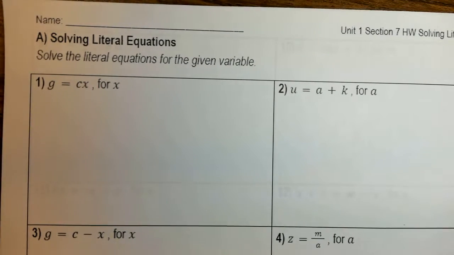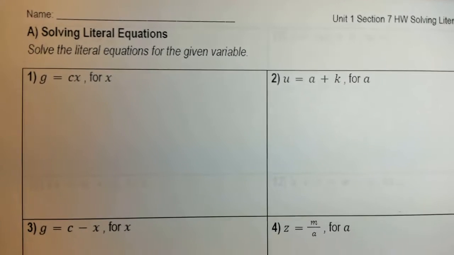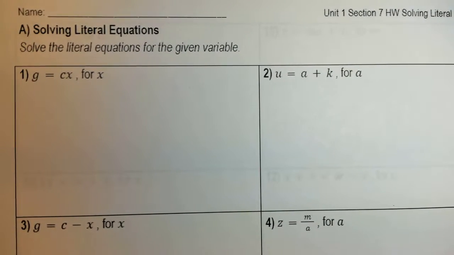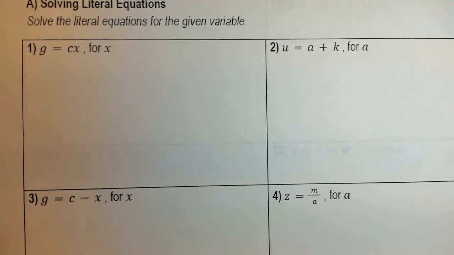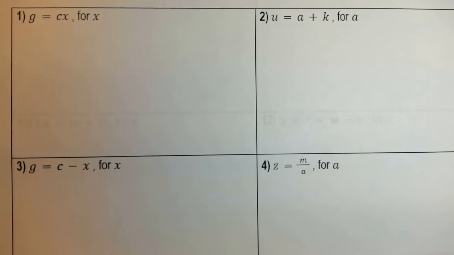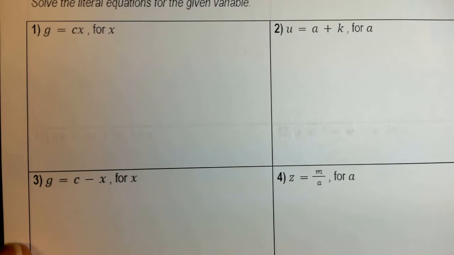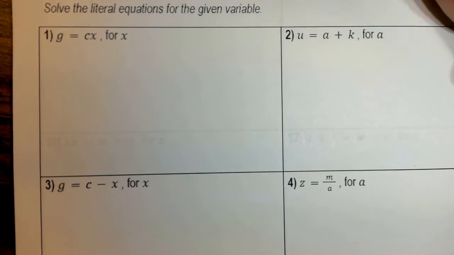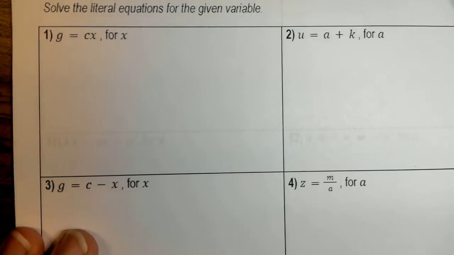Alright, this is Unit 1, Section 7 homework, literal equations. So I know some of y'all are frustrated because this is just different, weird, odd, where'd the numbers go kind of thing. As if 1x wasn't bad enough, now we got every other letter in the alphabet.